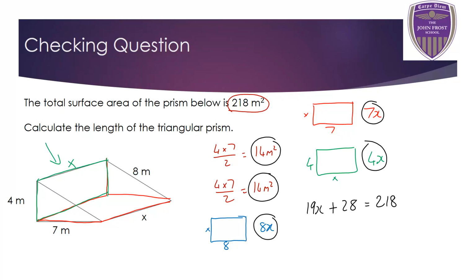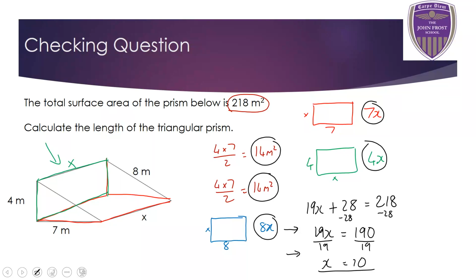So remember, first thing we do is take 28 off both sides. So we're going to take away that 28. So 28 take away 28 is nothing. And we're going to take 28 off 218, which gives us 190. And then we're going to solve it from there. So 19 times something is 190. We're going to divide by 19. So each side is going to be divided by 19. So 19x divided by 19 is x. And 190 divided by 19 is 10. So in this case, the length of that missing side on the triangular prism is 10 meters in this case.